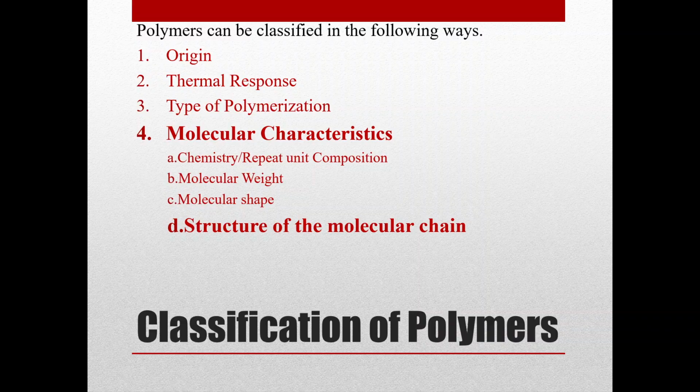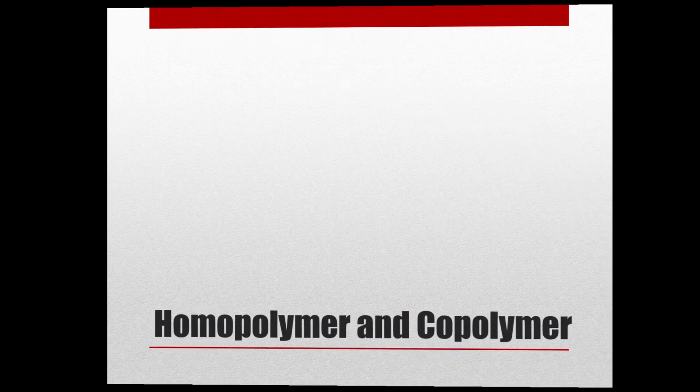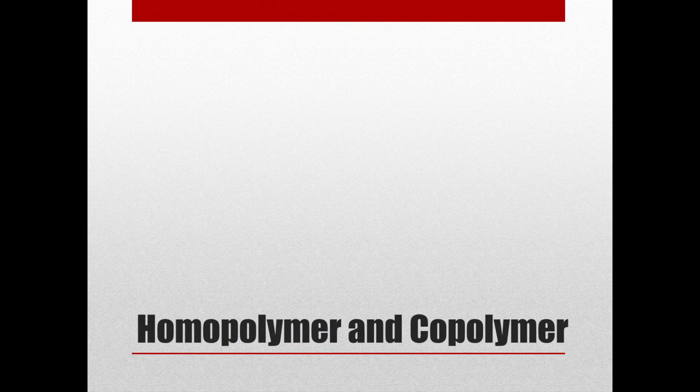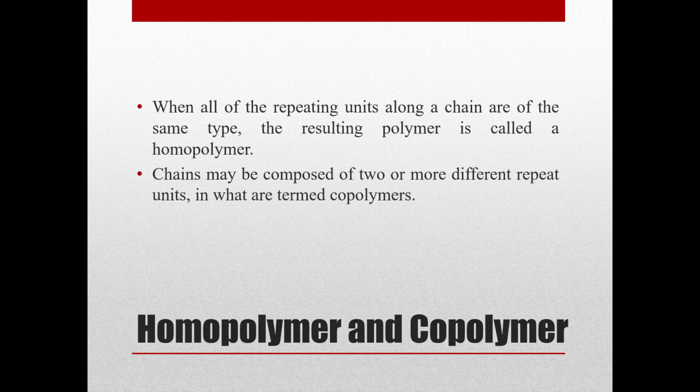And today we look at the next characteristic of a molecule, that is a structure of the molecular chain, how it affects the molecular characteristics. So under structure, we shall look at two types of polymers, that is homopolymer and copolymers. So when all the repeating units along a chain are of the same type, the resulting polymer is called a homopolymer. Chains may be composed of two or more different repeat units in what are termed copolymers.